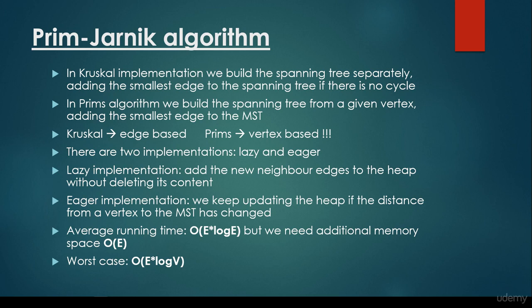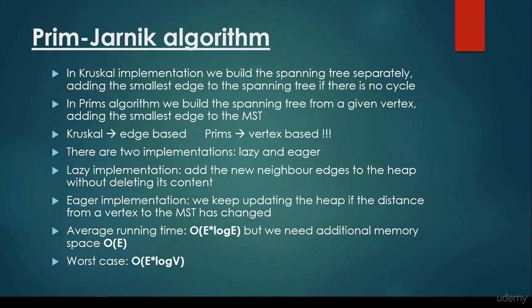In Prim's algorithm, on the other hand, we build a spanning tree from a given vertex and add the smallest edge to the minimum spanning tree. So it's very important to see the difference between the two algorithms. Kruskal is an edge-based algorithm, while the Prim's-Jarník algorithm is a vertex-based algorithm. There are two implementations for the Prim-Jarník algorithm, the lazy and the eager version.